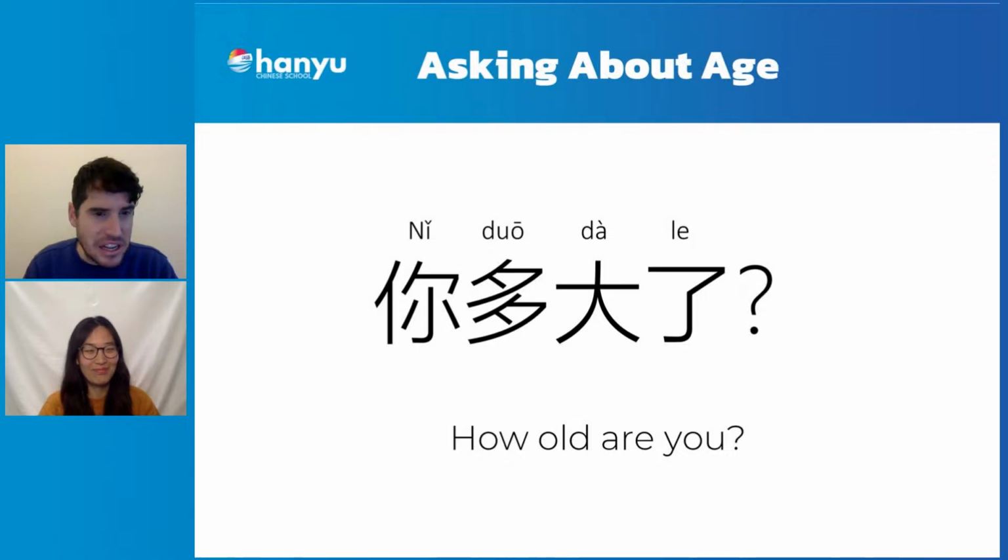Very good. Literally, Melanie, how does this question work? So here, 你 is you, 多 is a question word, a question pronoun, meaning how much or to what extent. And the 大 means big or old. So how old are you? Very good. It could also be how big, but in this context you're not asking about people's size. You're asking about age. Very good. So 你多大了? How old are you?